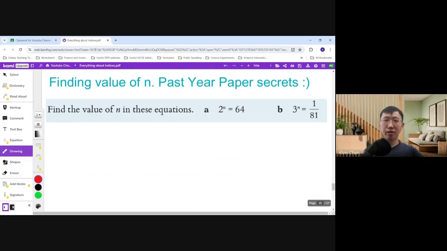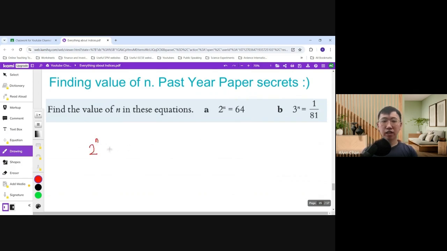This video is about everything you need to know about indices, right? So next skill is to see whether we can do past year paper or not. All right. So how to do past year paper, especially finding the value of n. So this is the secret. Question, find the value of n in this equation. So you will have this basic first.